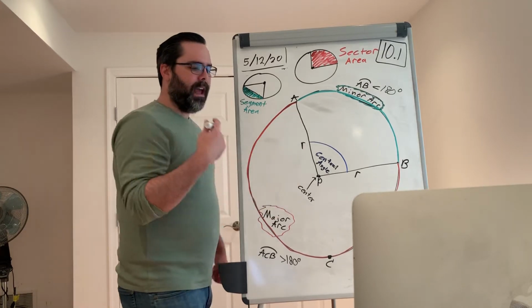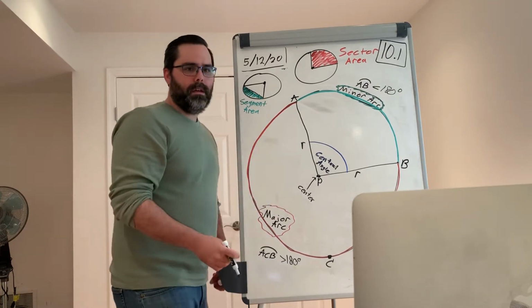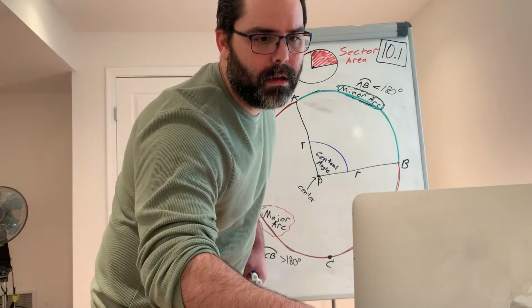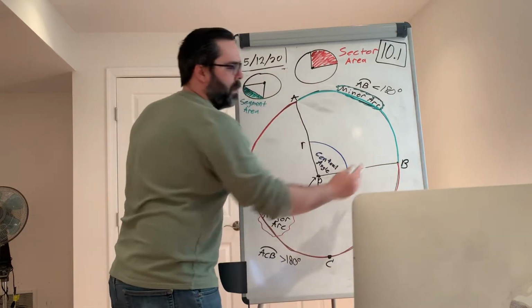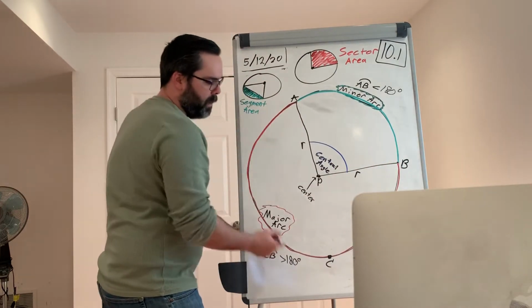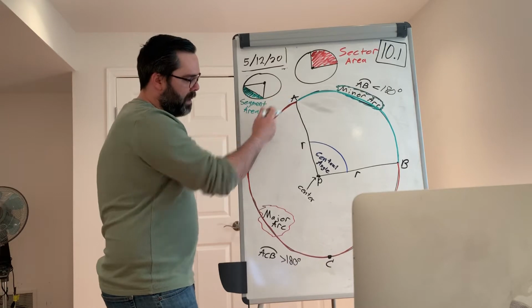And if I said arc AB, it would be tough to know whether I was talking about AB this way or AB this way. If it's a big arc, list that other letter. So this would be arc ACB.